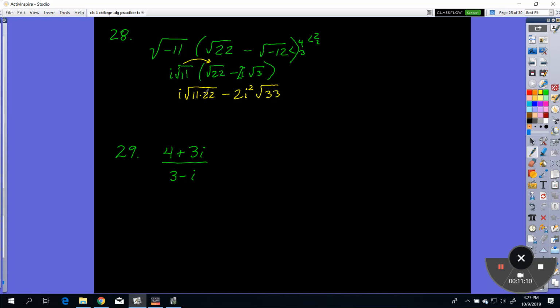I didn't know what 11 times 22 was off the top of my head. Plus, it's also easier to break this down and see that there's a pair of 11s that come out. So I have 11i square roots of 2. The i squared changes this to be a positive. So that's plus 2 square roots of 33.